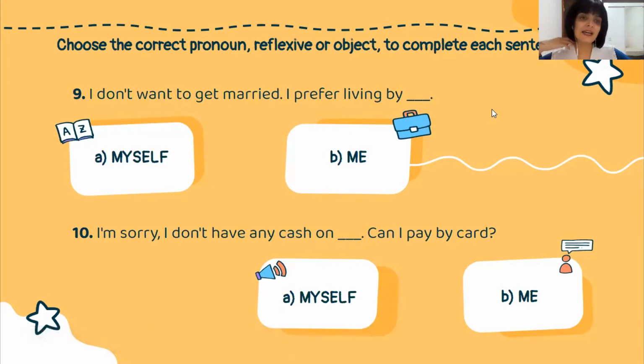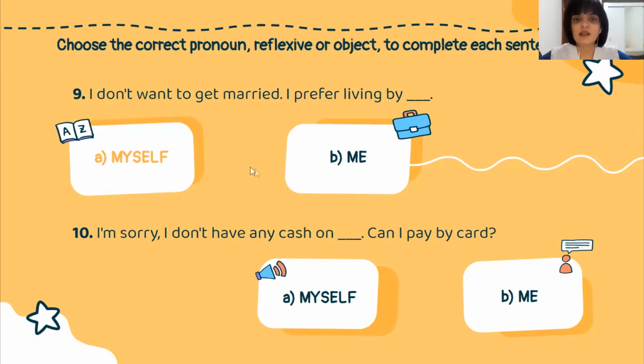Number 9, I don't want to get married. I prefer living by... Which one? Between myself and me. Which one do you think is correct? Very good, it's myself. Here the reflexive pronoun myself is used because the person is alone, is doing something alone, right?